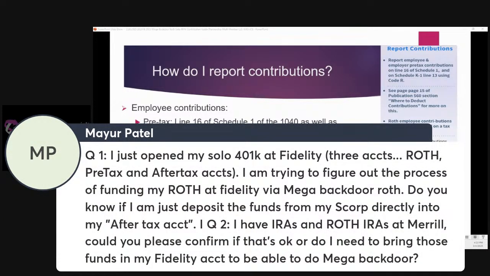So that means that one can just move the after-tax funds in their solo 401k in that after-tax account over to a Roth solo 401k or a Roth IRA, and they could ignore the fact that they might have funds in the pre-tax solo 401k or the Roth solo 401k, or even in other retirement accounts like pre-tax or Roth IRA accounts.